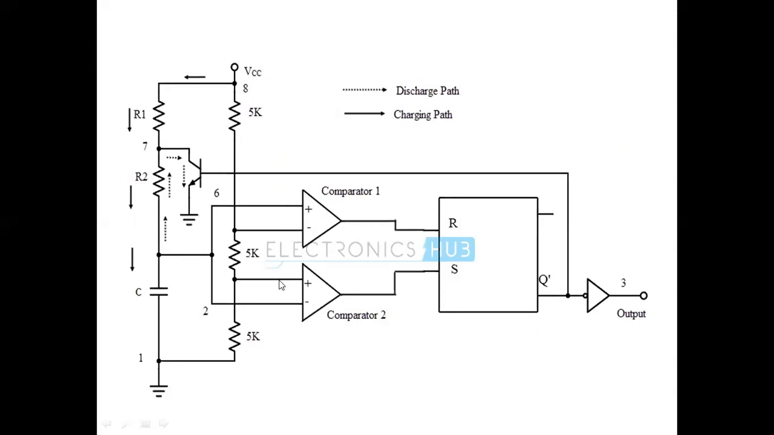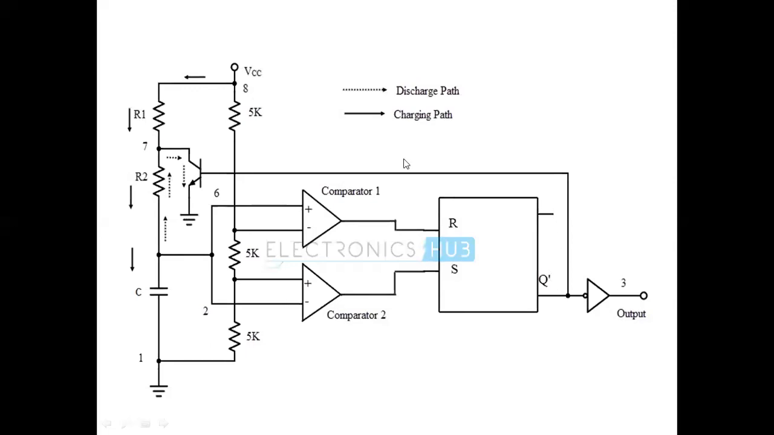Here we have a constant voltage of 1 by 3 VCC. If the voltage at this point is less than 1 by 3 VCC, then the output of the comparator becomes high, because the voltage at this point is more compared to the voltage at this point. So it sets the flip-flop, and the output will be high, Q bar will be low, and the output will be high because the inversion operation takes place. So it will be 1, it will be 0, and it will be again 1.